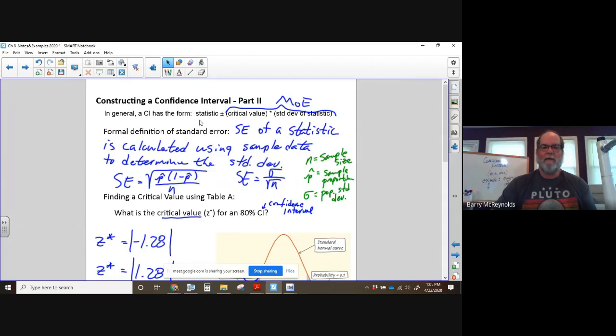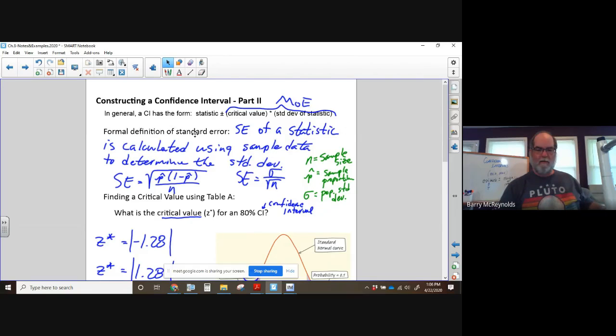So when we construct a confidence interval from our data, we need something a little more than just this idea of a margin of error. The margin of error is broken down into the product of a critical value, which we're going to talk about in just a minute, and simply the standard deviation of the statistic. That standard deviation of the statistic is also known as the standard error.